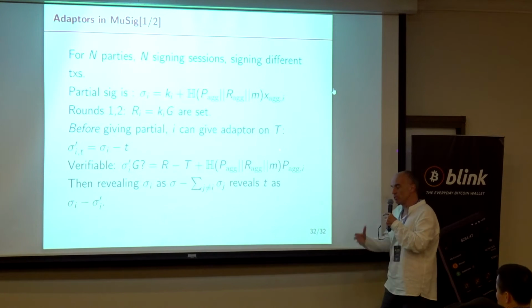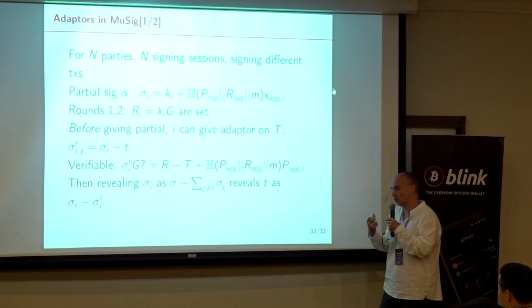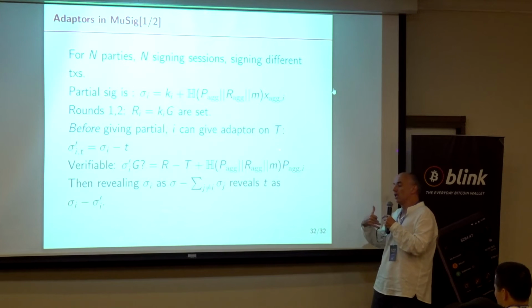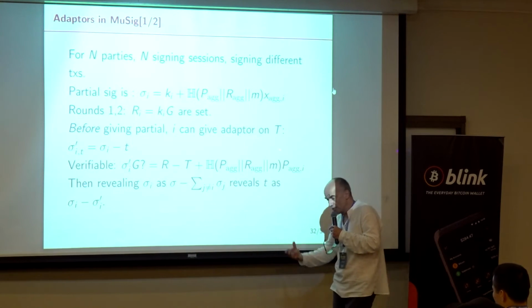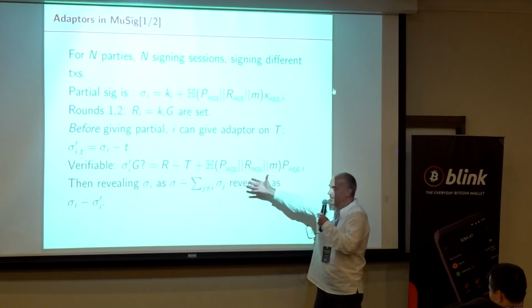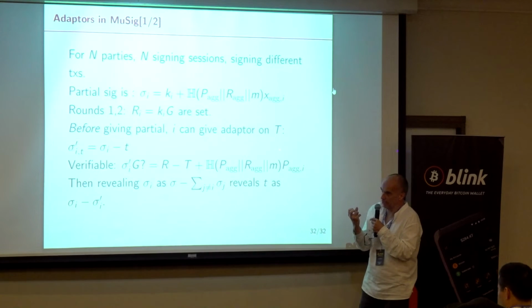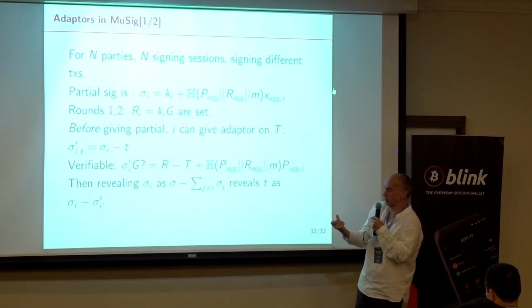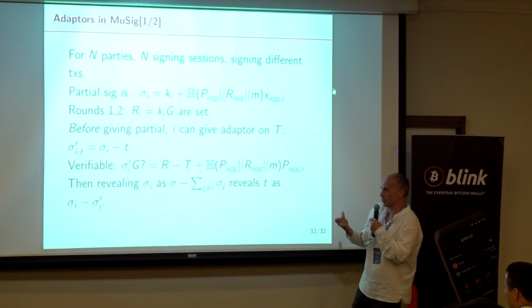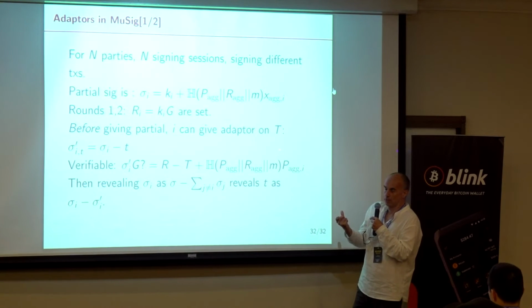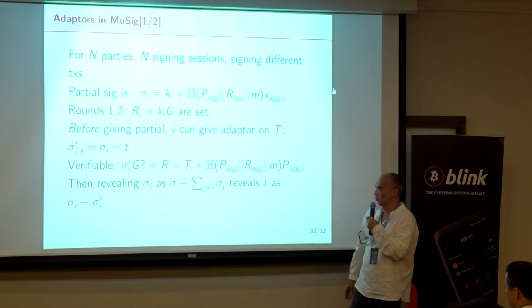So by sharing adapter signatures with each other, we can create a situation where when the transaction finally appears on the blockchain, albeit it's quite complicated, you can extract the secret data. And you know that you will be able to extract it when the transaction is published. I'm giving you the really short version of adapters there.